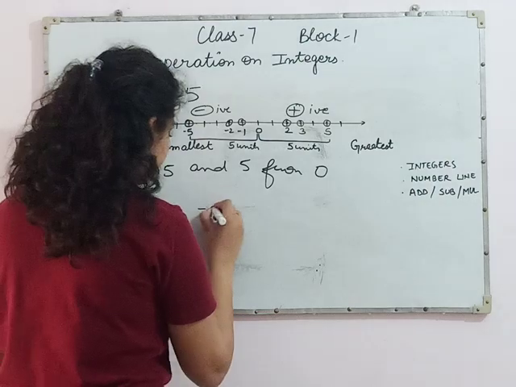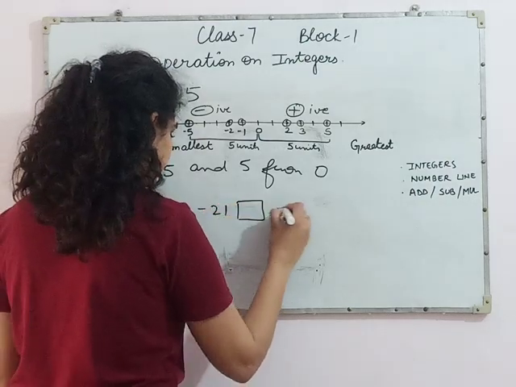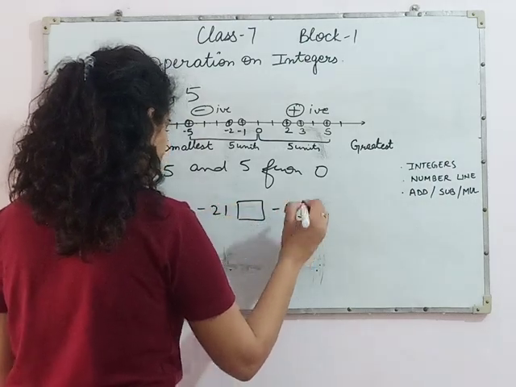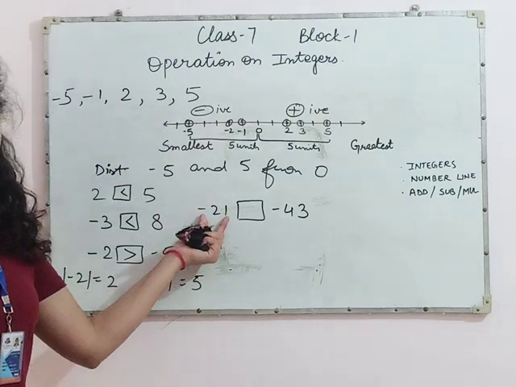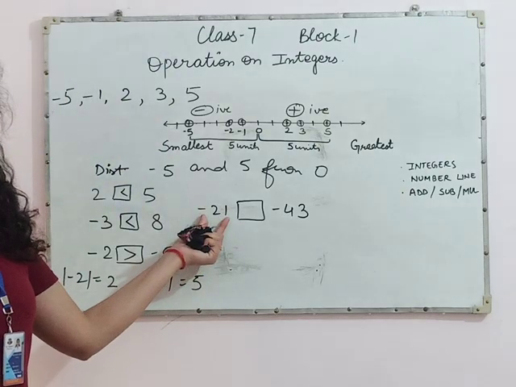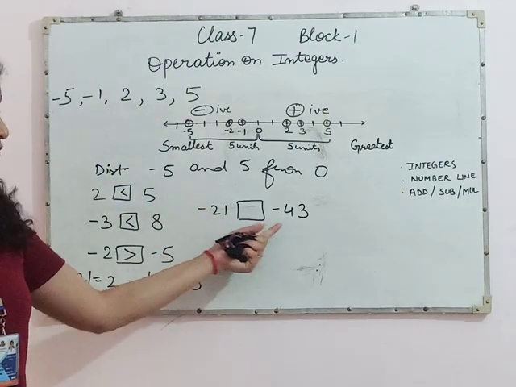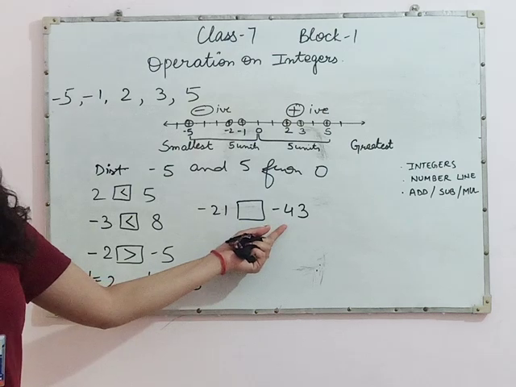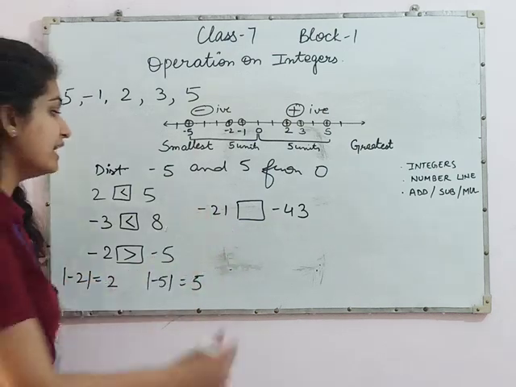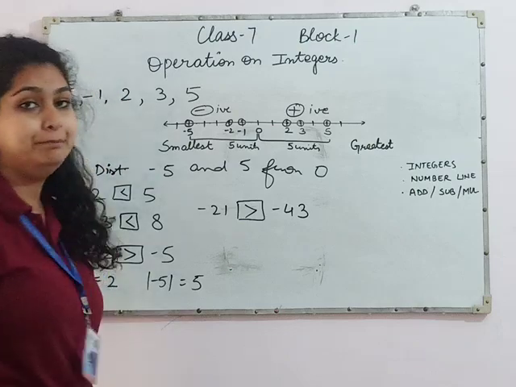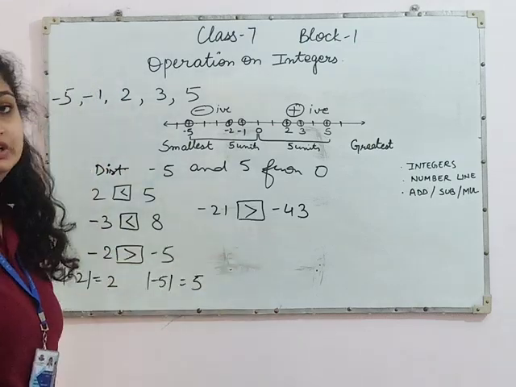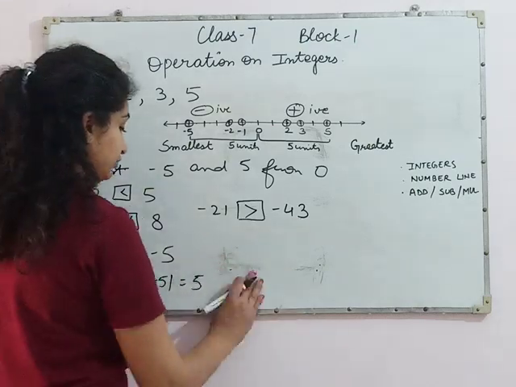Take some more examples. Minus 21 seems to be smaller. Right? 21 seems to be smaller than 43 if you are talking about the absolute value. But with the negative sign, minus 21 becomes bigger than minus 43. One more.